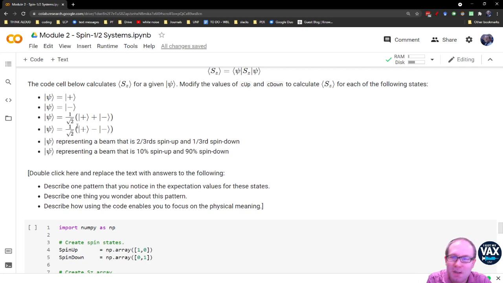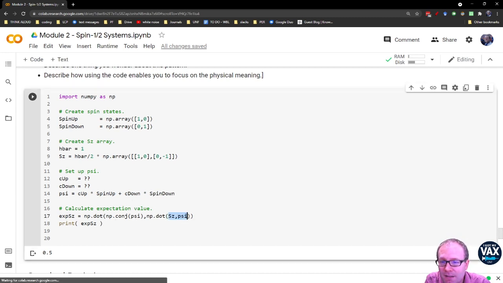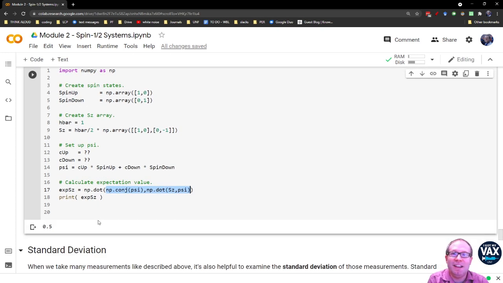This should be pretty familiar because you're always changing this part of the code where you specify C up and C down. We have the expectation value taken care of here because we've got SZ on psi and then the bra psi onto that new ket that you produced there.